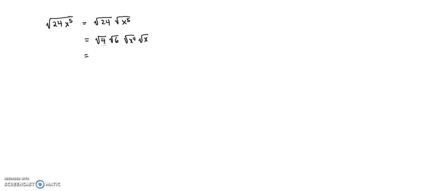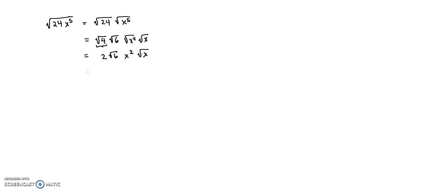Then go through and take square roots of everything that you can take the square root of. Square root of 4 is 2. I can't do anything with square root of 6. X to the fourth, I take half, I get x squared. And I can't do anything with square root of x. So we just go piece by piece like we did before.